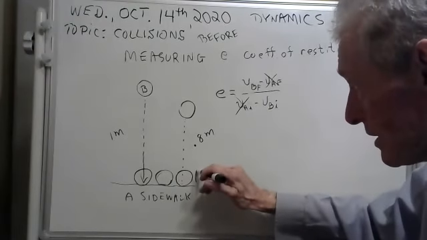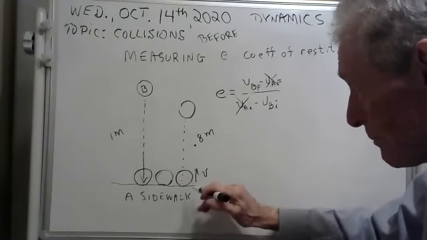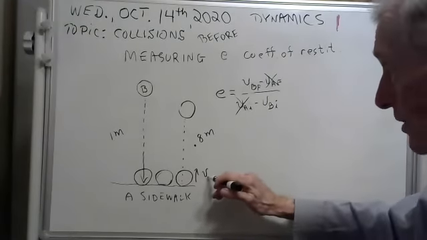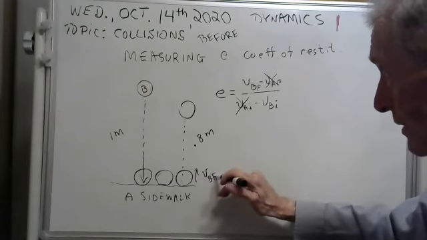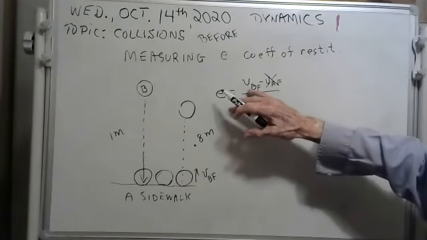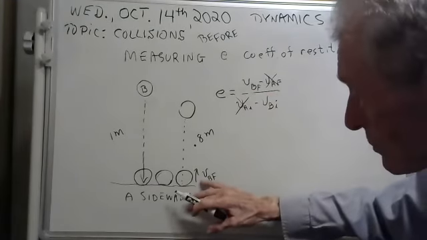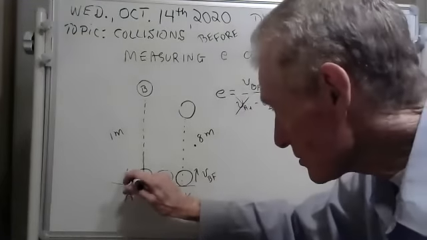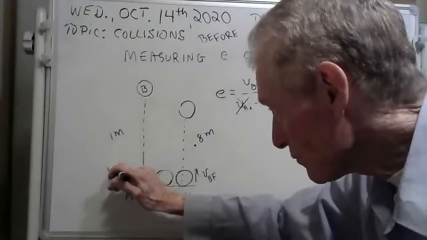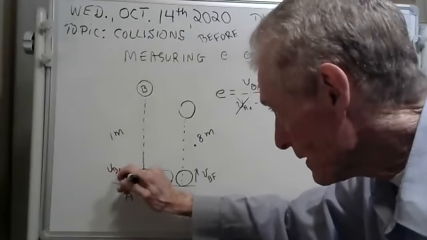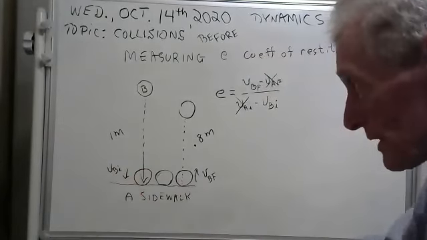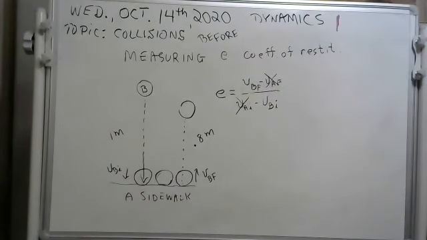And here, it's got a velocity going up. This is the velocity of the ball final. That's what I mean by the velocity of the ball final. It's right after the collision. And this is coming this way. This is the velocity of the ball initial, before the collision. Okay. We can get those.